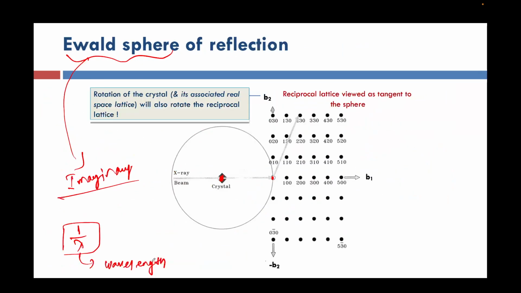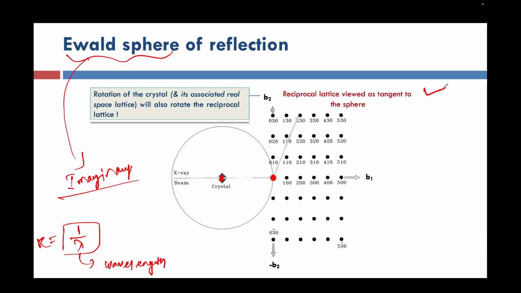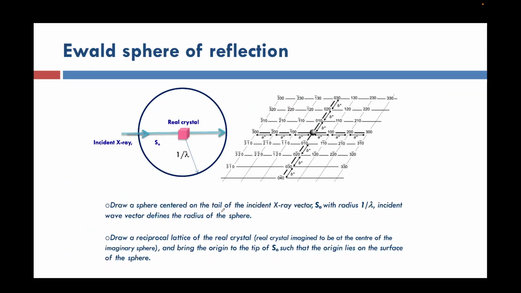So based on that, he proposed the sphere, the Ewald sphere concept. The Ewald sphere is an imaginary sphere whose radius is 1 by lambda, and where the origin of the reciprocal lattice hinges on one of its circumference. So that is the proposition that he has given, the Ewald sphere. So here you can see reciprocal lattice viewed as tangent to this sphere, right? And here also same thing I have mentioned, and here I have put only the positive direction, so you can see 1 0 0, 2 0 0, 3 0 0, 0 1 0, 0 2 0. Also there are reciprocal lattice points in the negative direction, but here I have done only this.